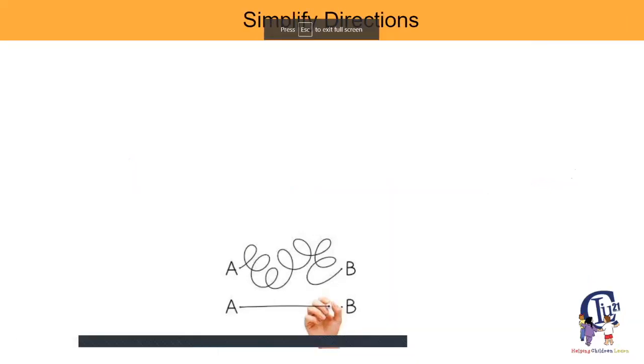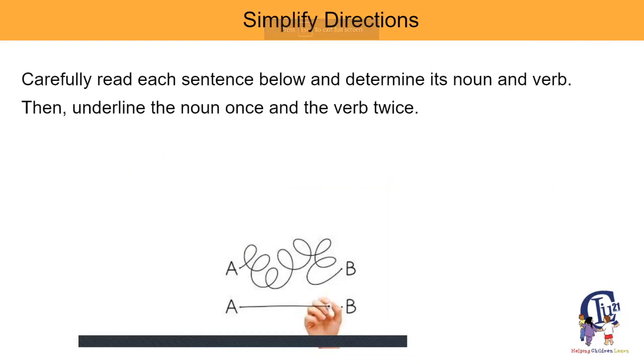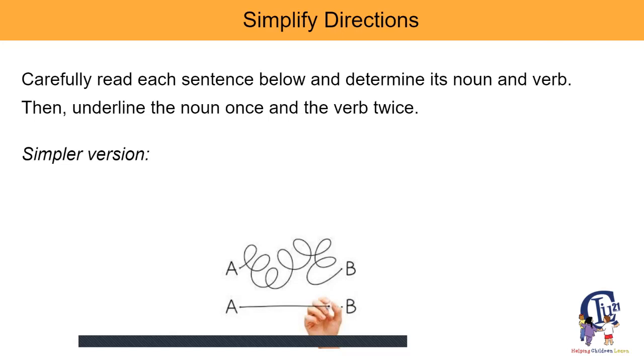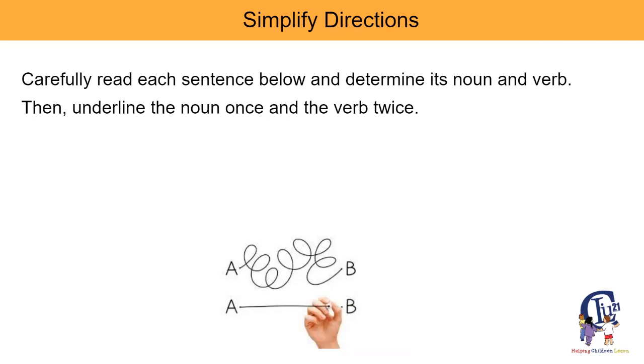Another way that we could provide a scaffold is through simplifying directions. So as you can see, here are our directions. Let's say this was on the paper for your students to do. Carefully read each sentence below and determine its noun and verb. Then underline the noun once and the verb twice.